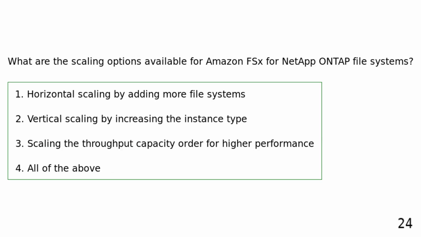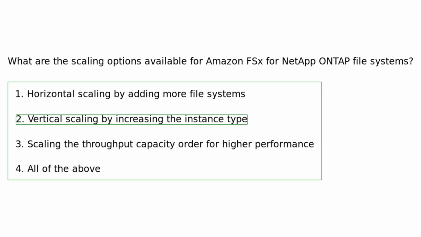What are the scaling options available for Amazon FSx for NetApp ONTAP file systems? Horizontal scaling by adding more file systems. Vertical scaling by increasing the instance type. Scaling the throughput capacity for higher performance. All of the above. Amazon FSx for NetApp ONTAP offers multiple scaling options: vertical scaling by upgrading the instance type for increased IOPS, horizontal scaling by creating additional file systems, and scaling the throughput capacity to adjust performance.